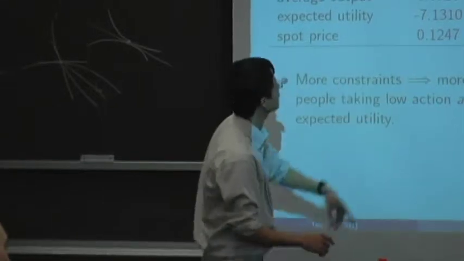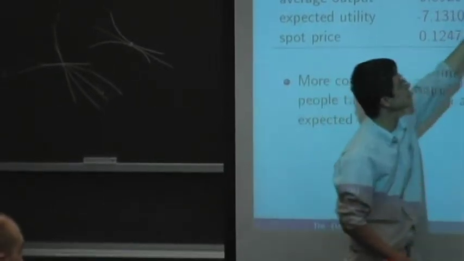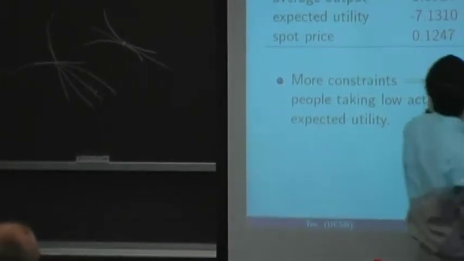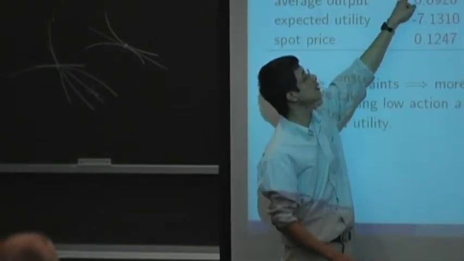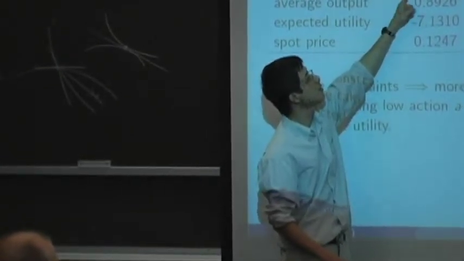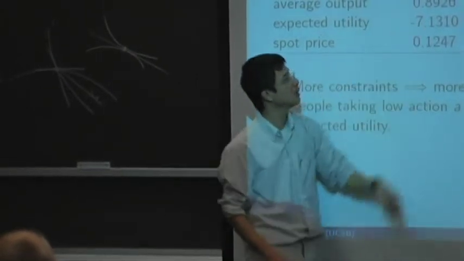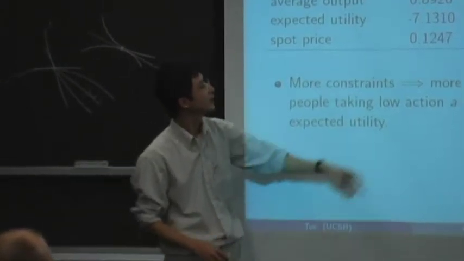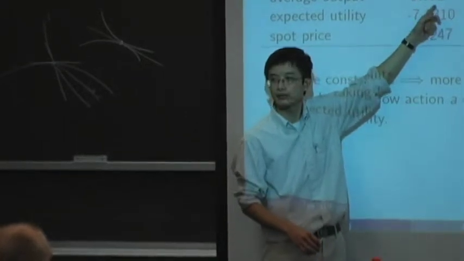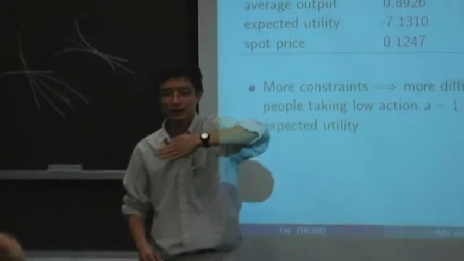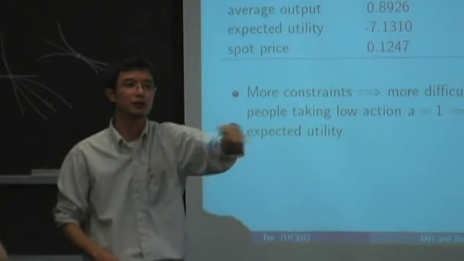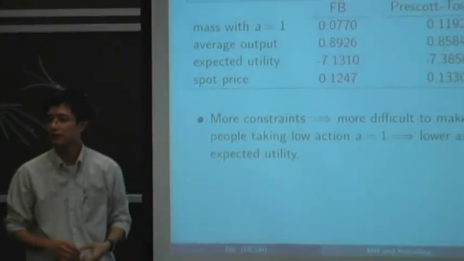Okay, this is just a quick comparison. Here's the first best, here's the Prescott-Townsend, here's the Price Island. You can see that more people can be lazy with more constraints, and therefore they give lower average output. This is the highest average output you can have. So this information problem also makes the output lower.